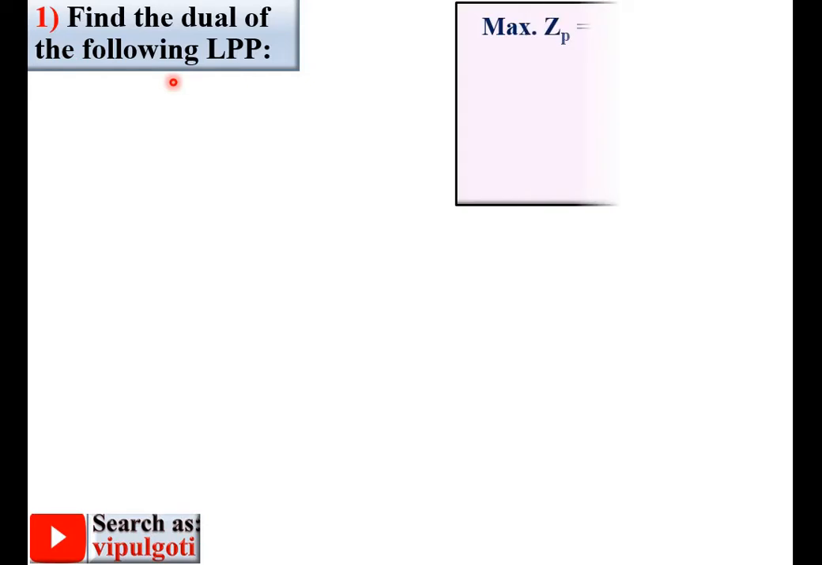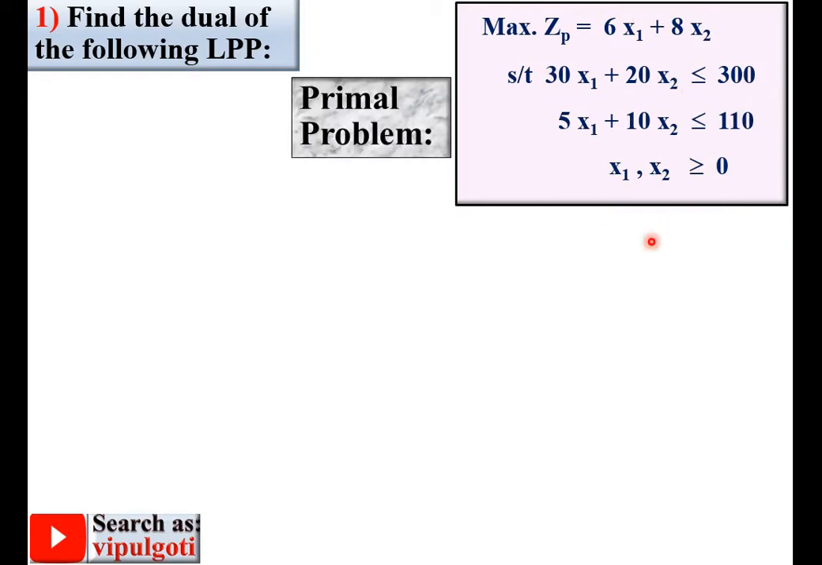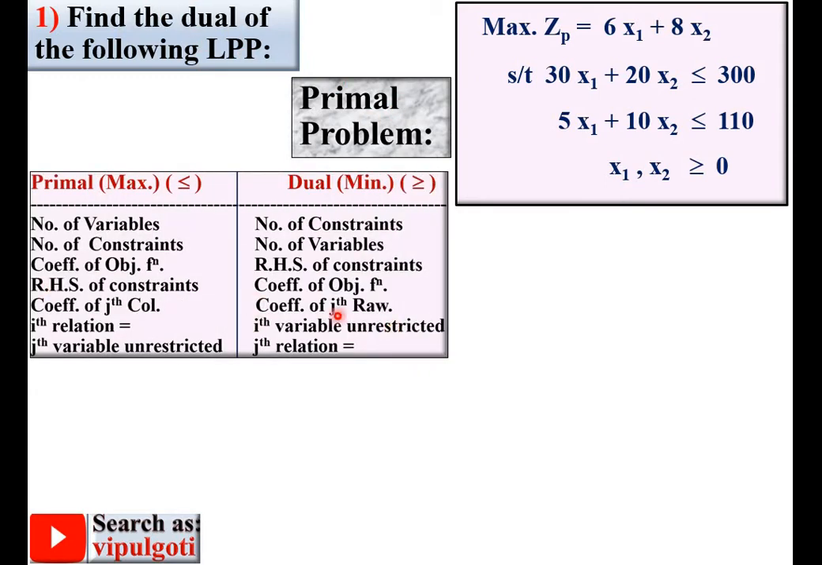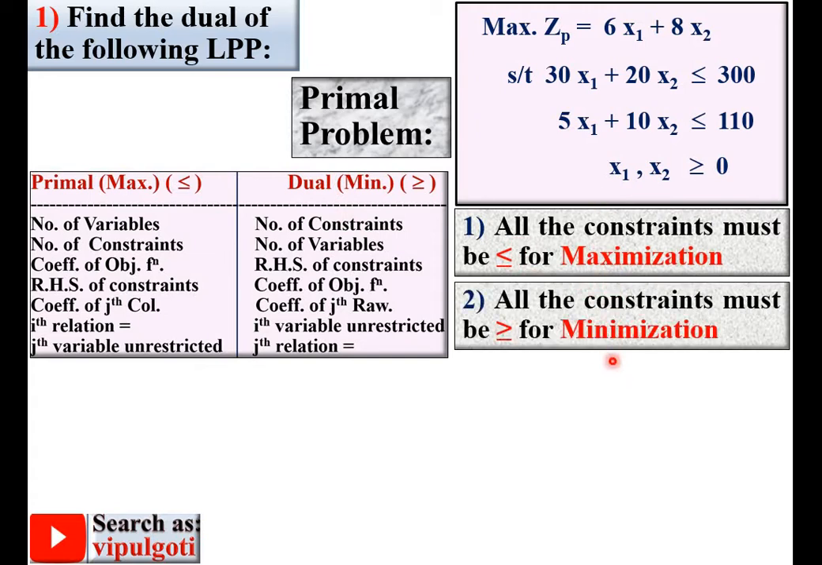So let's start the first problem. Find the dual of the following LPP. And this problem is given to you. This is the given description, so you can say it is the primal problem. And now we have to convert from the primal to the dual problem. So as we have discussed, this important note is for the conversion from primal to dual problem. And these are the conditions for the standard form.